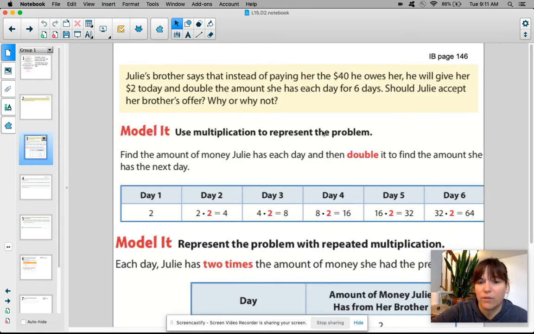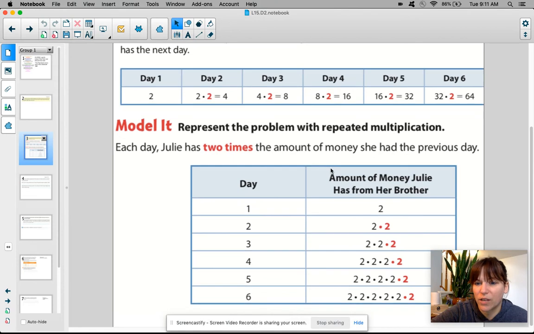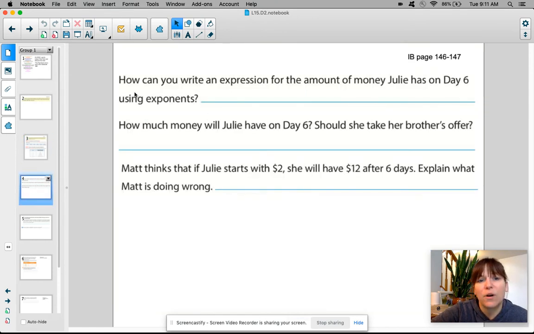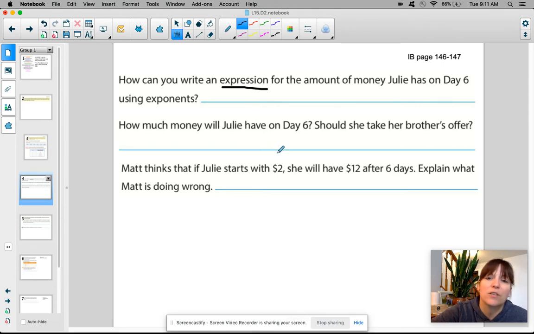So really, you didn't have to write anything on here, but just understand that you can show this problem using multiplication of those 2's over and over again. So now we want to do some thinking. How can we write an expression? Remember, an expression involves numbers and operations, for the amount of money that Julie has on day 6 using exponents.